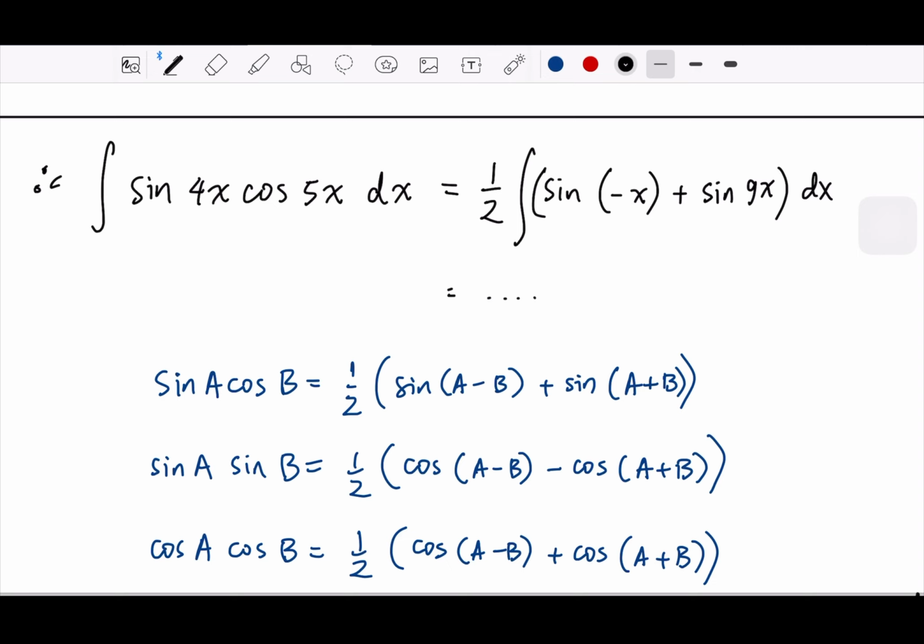Okay, the last, yeah, this is the last part. So the next sections will still relate to trigonometry. Okay, still related to trigonometry.